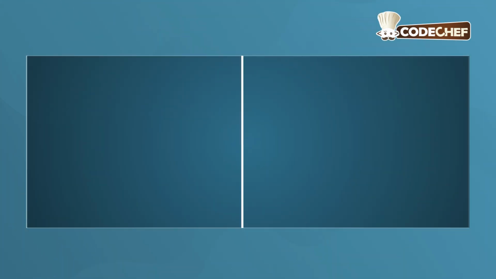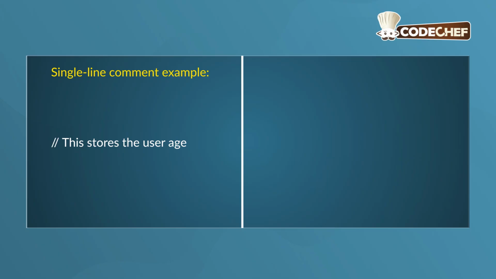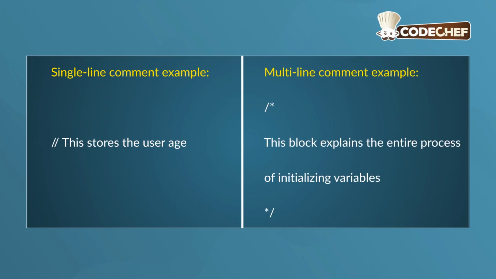Did you know? Java supports two types of comments: single-line comments starting with double slash and multi-line comments enclosed between slash asterisk and asterisk slash. For example, comments don't affect program output and help keep your code organized.